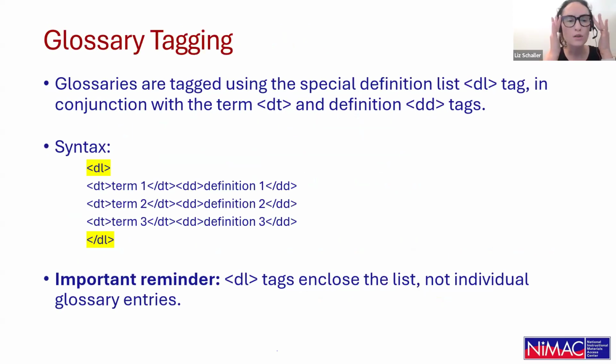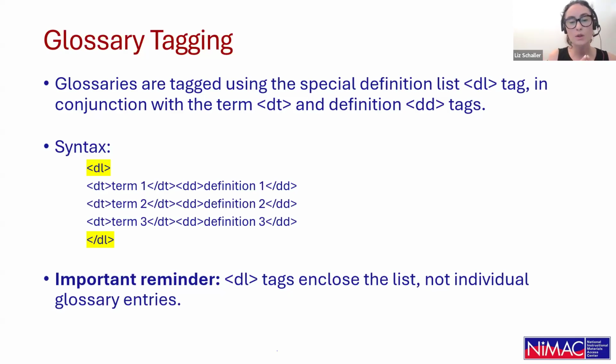Okay, I mentioned glossary tagging. Glossaries are tagged using a special definition list or DL tag in conjunction with the term tag, the DT, and the definition tag, the DD tag. So you can see here on the screen syntax, you would use a single glossary list tag, the DL tag, to enclose the list.